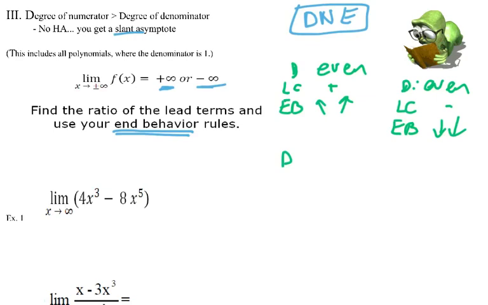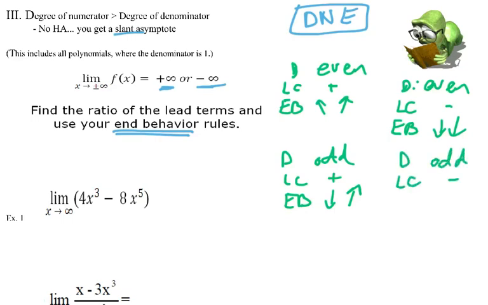If your degree was odd and your leading coefficient was positive, well, remember, the positive leading coefficient tells you the direction of the second arrow. Odd degree means they have to go in opposite directions, so you would have a down-up end behavior. And finally, if we had an odd degree and my leading coefficient was negative, again, a negative leading coefficient tells me the direction of the right-hand end behavior. Odd degree means they have to go in opposite directions. So these are the end behavior rules that we're going to utilize.